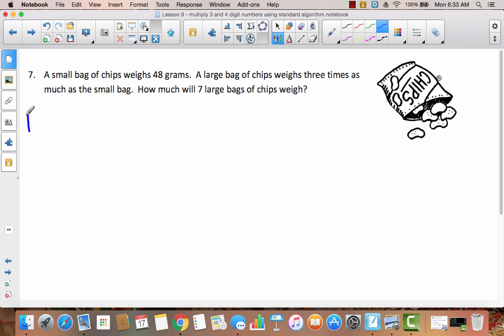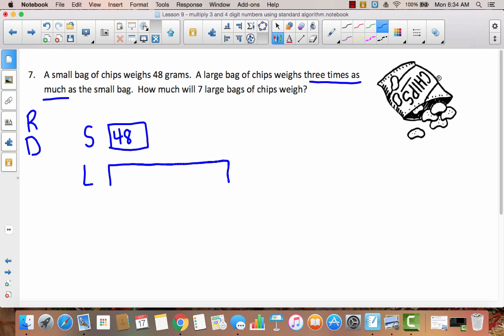All right, so we read the problem once. Now I will tell you, I'll have to go back and read this again so that I can help myself know what to draw. So first of all, I'm hearing some comparison words. A large bag of chips weighs 3 times as much. So I think I'm going to go ahead and set this up into 2 tape diagrams. I'm going to start with my small bag of chips, and that's 48 grams. So I'm just going to go ahead and draw 48 in this one box. It says that a large bag of chips weighs 3 times as much. So if it's 3 times as much, that means that it's going to be 48 3 times.